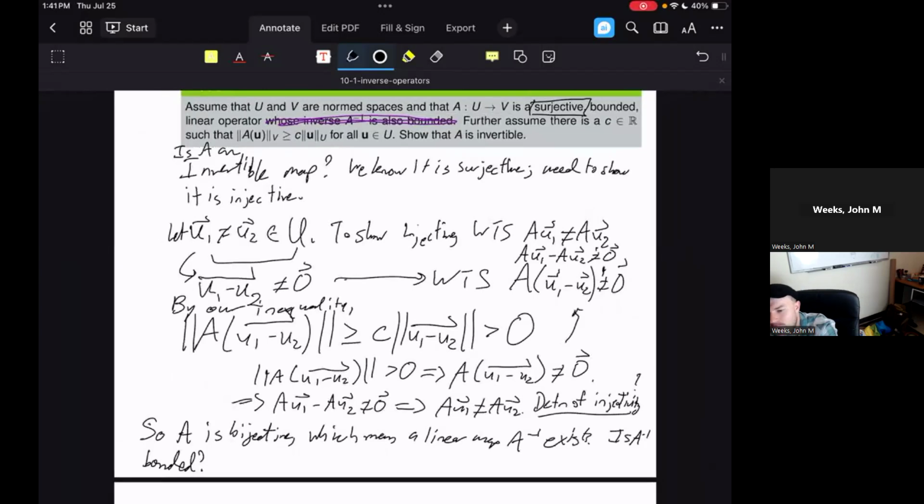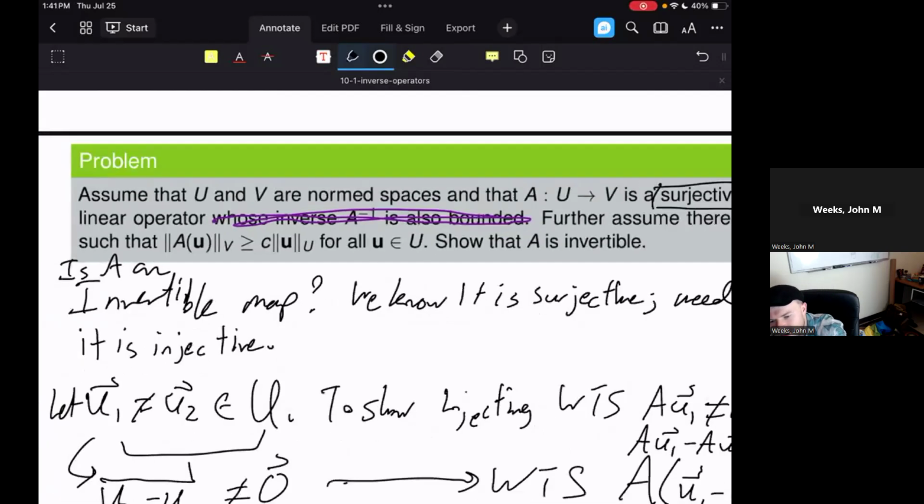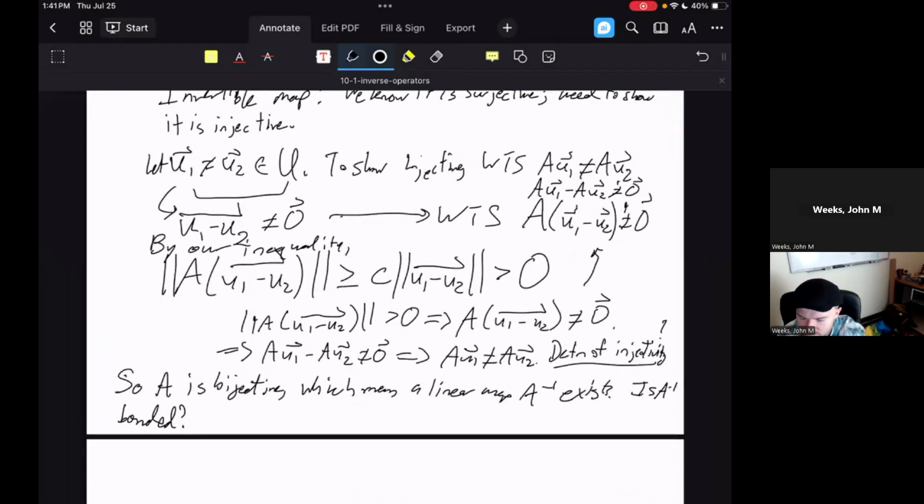So let's take a look at this inequality real quick. I have an inequality that involves the operator A. Could I somehow get A inverse to be involved in here? Let's think about how we could do that. So in order to show if A inverse is bounded, we want to show that essentially, let's say that you take a vector X, or I'll say V, that's inside of our codomain space, such that the norm of V is equal to 1.